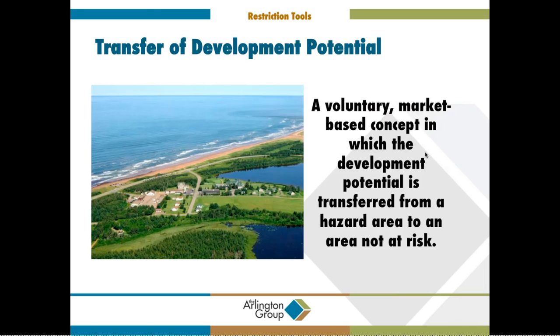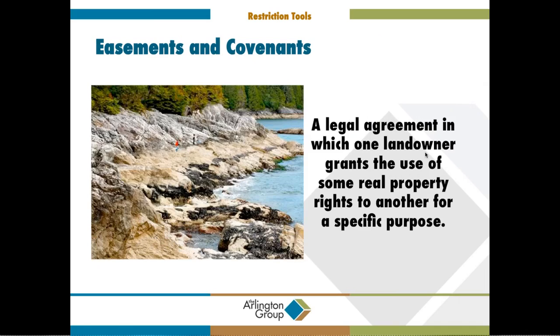Transfer of development potential really is a voluntary market-based concept in which the development potential is transferred from a hazard area to an area not at risk. It's not used to any large extent. It's popular in the academic literature, but the concept is really taking area from a donor site to a receiving site. The donor site is moving the risk, transferring the risk into an area where that risk is not present, but it has very little application. Variations are rolling easements, where there's legislation in Texas, for example, that deals with that subject. So there have been some experiments in that area, but it's quite limited.